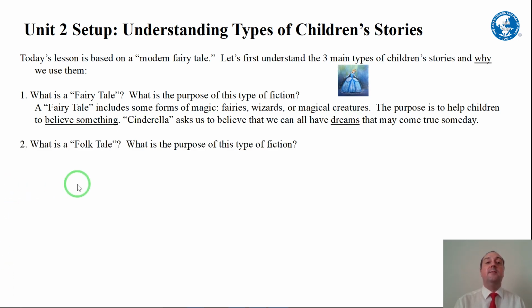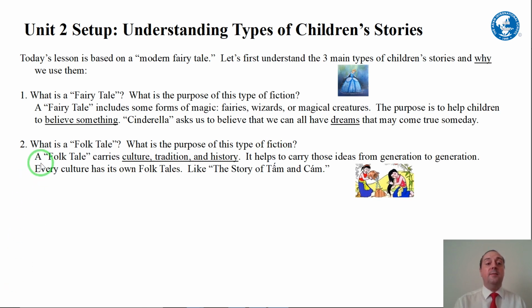The second one is a folk tale. What is the purpose of this type of fiction? You study this a lot in the Vietnamese program. Here's an example. A folk tale carries culture, tradition, and history. It helps to carry those ideas from generation to generation. Every culture has its own folk tales, and here you see a picture from the story of Thum and Khanh.